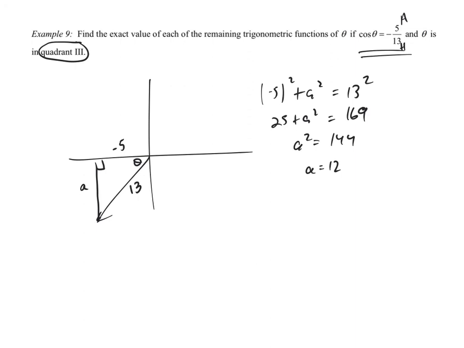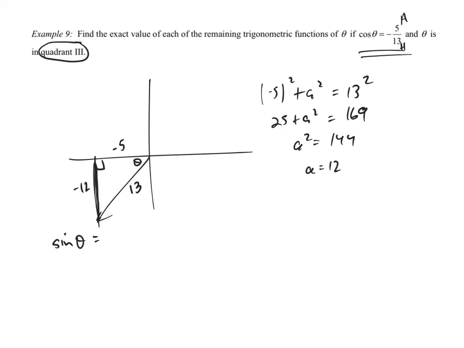Now you've got to be real careful when you write 12 on your triangle here, because it might be positive and it might be negative. So if you take a look here, this is on the negative y-axis. So that means this is going to be a negative 12. Okay, so just pay attention there to what you're doing. Since we're in quadrant 3, I know that this side right here has to be negative.